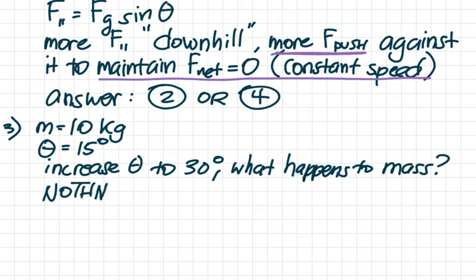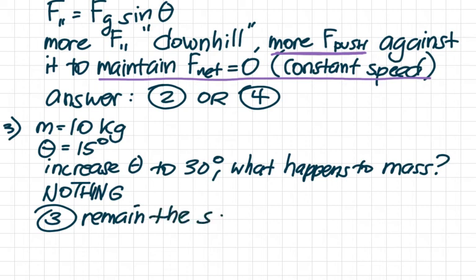Nothing. I can't spell the word nothing. Nothing happens because mass is inertia. Mass does not depend on a ramp angle. Mass is going to remain the same. So a little bit of a trick question. They're like, oh yeah, look at this fancy ramp and we're changing the angle and blah, blah, blah. Yeah, mass stays the same.